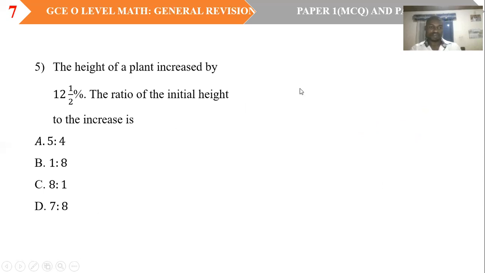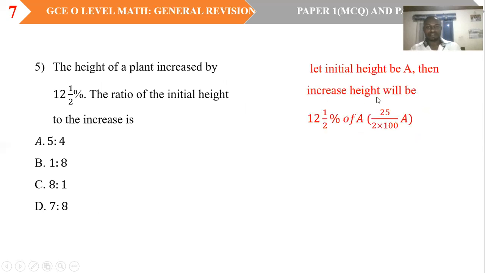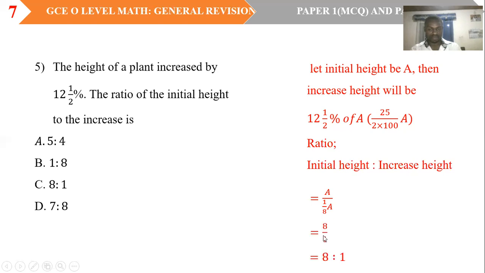The height of a plant increased by 12.5%. The ratio of the initial height to the increase is, here let the initial height be an amount A, then the increased height will be 12.5% of A, which is 25 over 2 times 100 into A. The ratio of initial height to increased height is A over 25 over 2 times 100 of A, which simplifies to 1 over 8 A. A cancels A, giving us 8 over 1, which is read as 8:1 in ratio form. Answer 8:1, which is C.